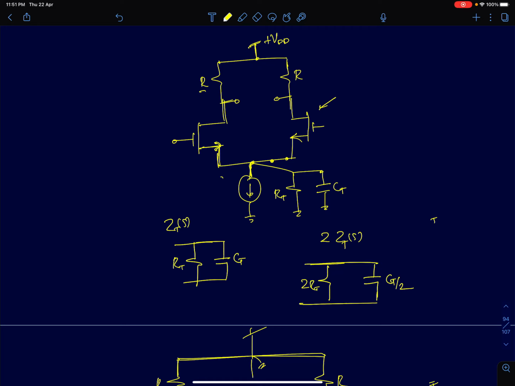Hi everyone. In the previous lecture, I introduced the idea of the frequency response of differential amplifiers. We said in differential amplifiers there are four important parameters: A_DM, the differential mode gain, common mode gain A_CM, A_CM-DM, the differential mode gain for common mode inputs, and finally we discussed CMRR.